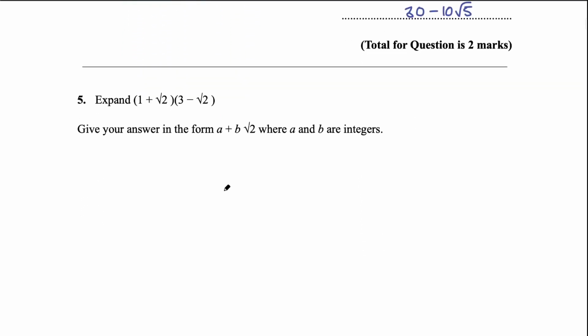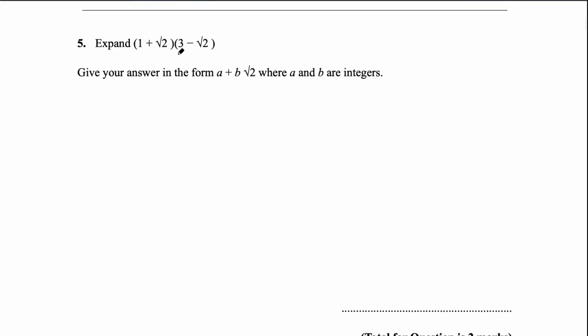Okay, question 5. Expand (1 + √2)(3 − √2). Give your answer in the form a + b√2 where a and b are integers. Okay, again expanding brackets. 1 times 3 is 3. 1 times negative √2 is negative √2. √2 times 3 is 3√2. And √2 times negative √2 would be negative 2. 3 take 2 is 1, and negative √2 plus 3 lots of √2, that's going to be 2 lots of √2. So final answer there, 1 + 2√2.